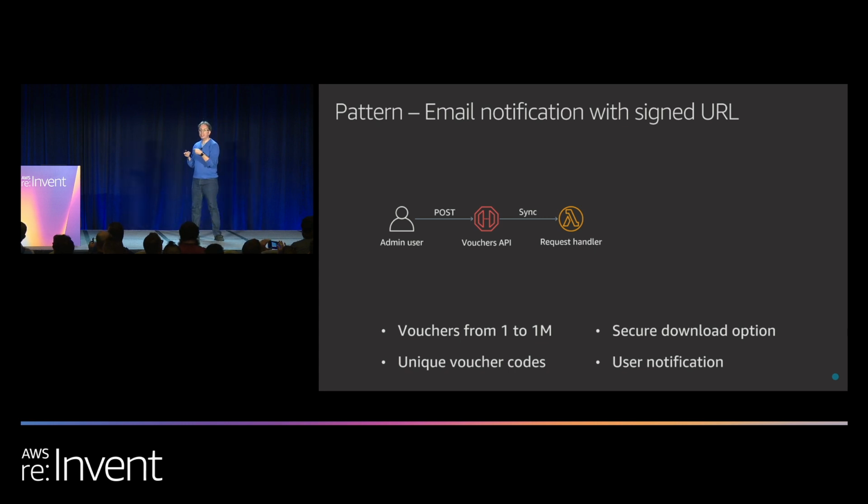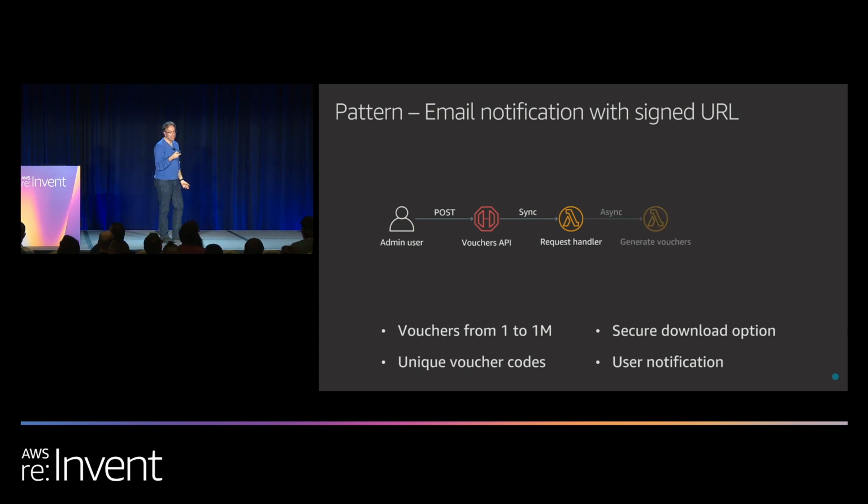So in this case, the internal administrator user, if he wants to create some voucher codes, he can ask for 1 to 1 million voucher discount codes. It goes to an API. This API, the API gateway, is always synchronously calling the Lambda function.